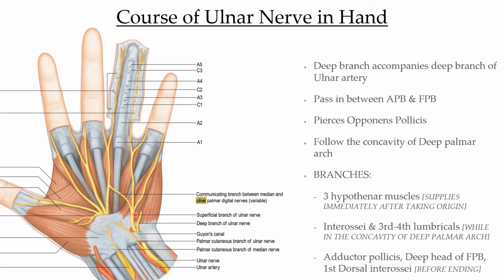Then this deep branch of the ulnar nerve proceeds laterally in the concavity formed by the deep palmar arch. It is responsible for providing motor nerve supply to all three hypothenar muscles, to all the interossei, that is palmar and dorsal interossei, and to the third and fourth lumbricals. It also supplies adductor pollicis and the deep head of flexor pollicis brevis. Sometimes it also provides a few fibers to the first dorsal interosseous, but that is very rare.